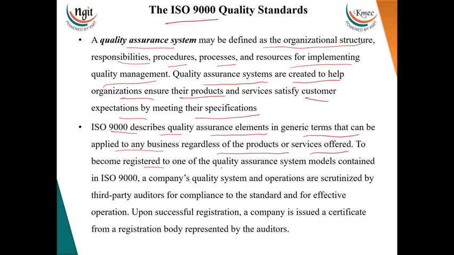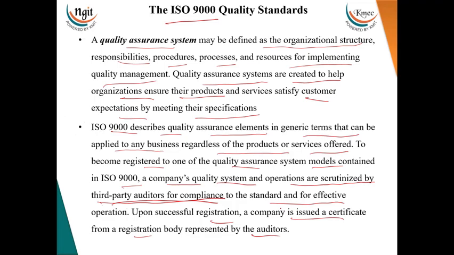To become registered to one of the quality assurance system models contained in ISO 9000, a company's quality system and operations are scrutinized by third party auditors. This is an important point for compliance to the standard and for effective operation. Upon successful registration, a company is issued a certificate from a registration body represented by the auditors. Got it? So basically, the key elements in 9001 are: we define and document the quality policies, we track the training infrastructure, and we ensure compliance with reviews. And then we take some necessary actions.